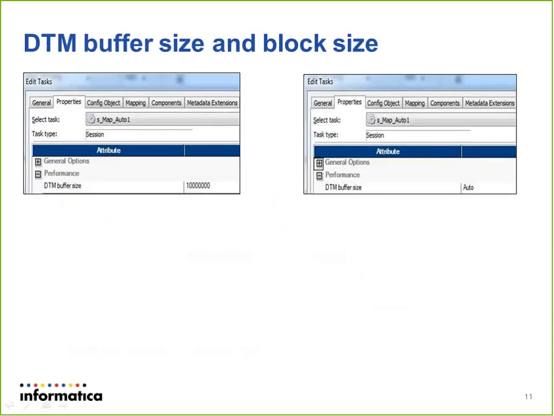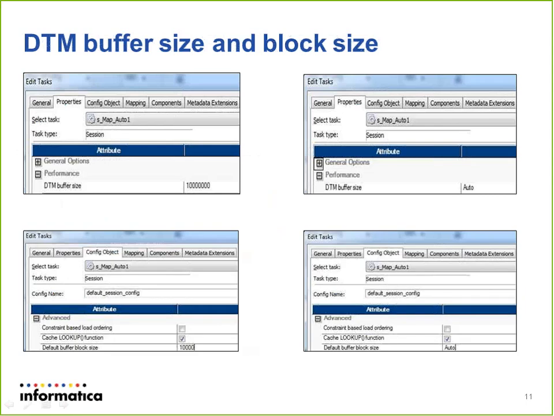The numbers shown here are just examples of default DTM buffer size and DTM block size. The integration service interprets the number as so many bytes. Append KB, MB, or GB to the value to specify other units, or you can leave it as auto.